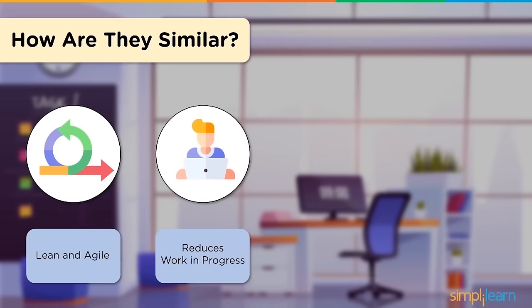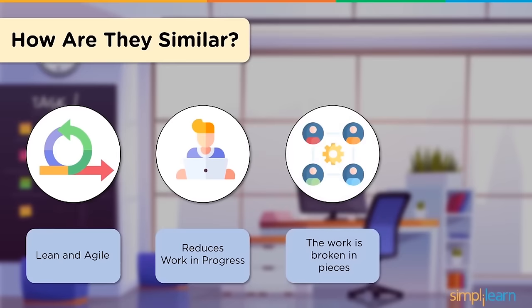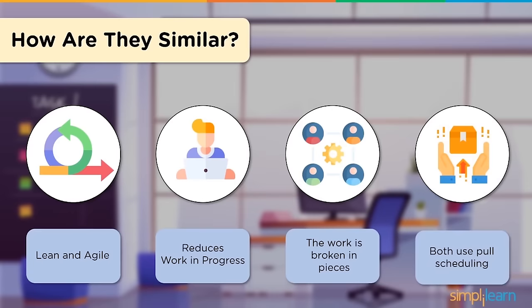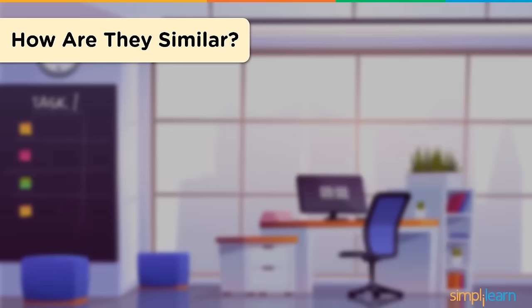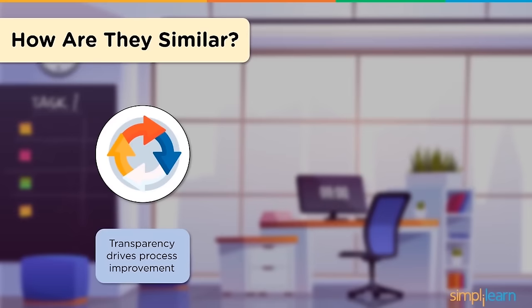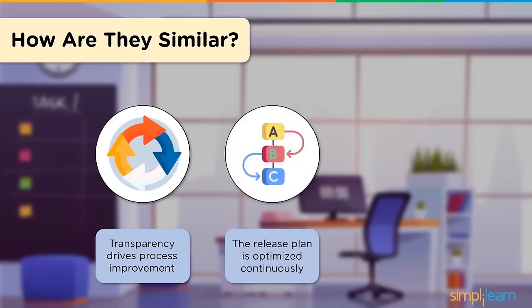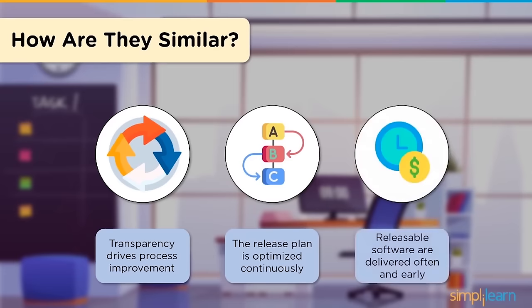In both cases, the work is divided into smaller, more manageable units. Both of these frameworks use pull scheduling. Now, this means that products are only built based on demand rather than forecasts. Transparency plays a major role in both these frameworks by helping them drive process improvement. And in both cases, the release plan is continuously optimized. And finally, both these methods aim to deliver releasable software often and earlier than expected.